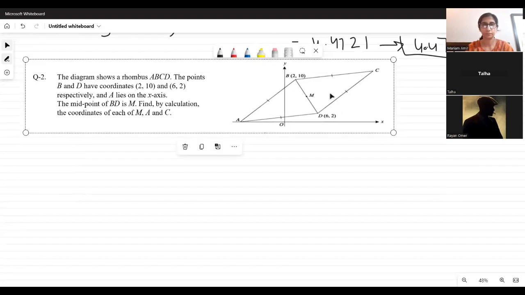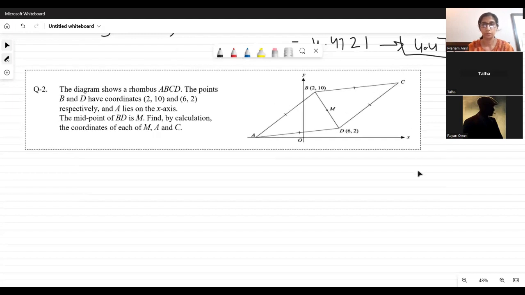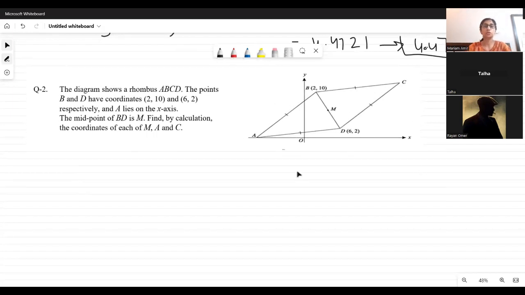Okay. Here's question 2, which is: the diagram shows a rhombus ABCD. The points B and D have coordinates (2, 10) and (6, 2) respectively, and A lies on the x-axis. What do you know about a coordinate when it lies on the x-axis? What do we know about it?